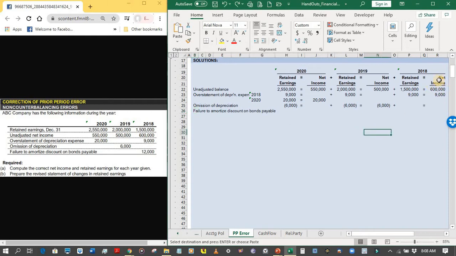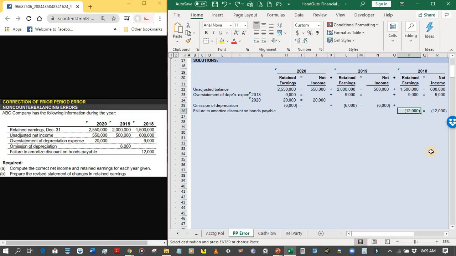So the 600,000 pesos net income in 2018 is overstated by 12,000 pesos. So to correct the overstatement of the 600,000 net income, we need to deduct 12,000 pesos. So that is by recording the interest expense. Again, since the 600,000 is part of the 1.5 million pesos, the 1.5 million is also overstated.